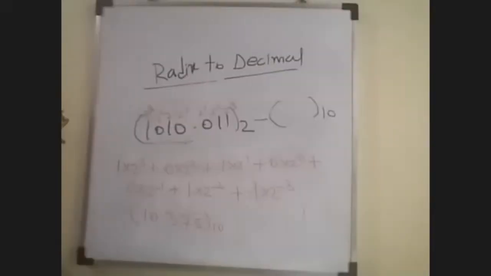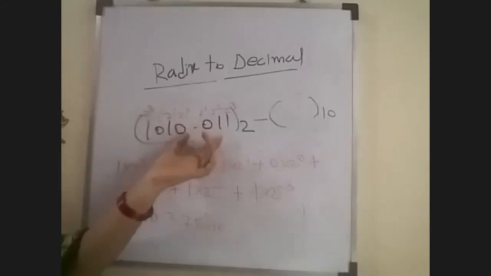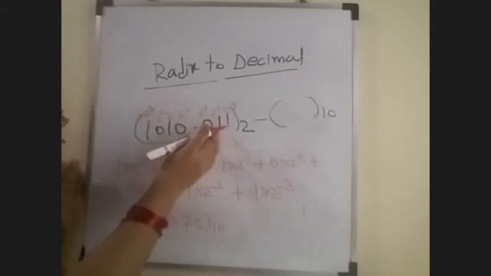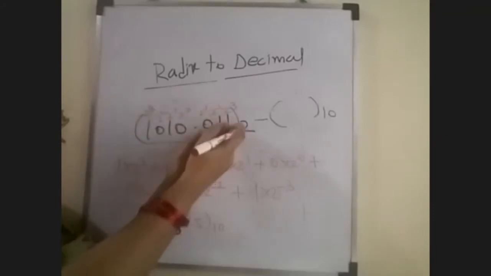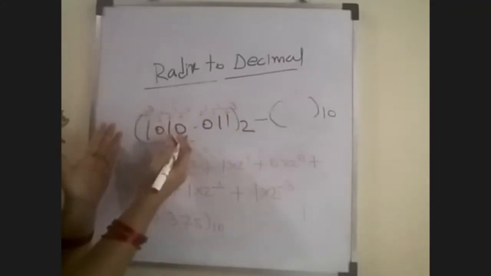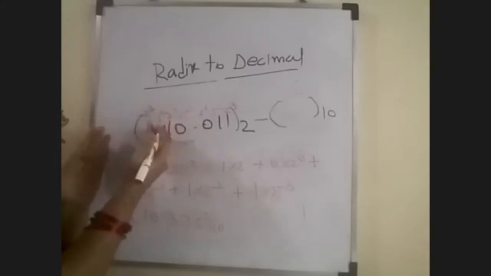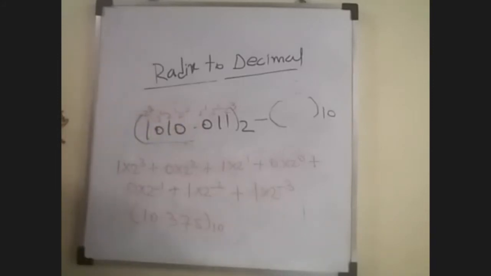So this way, we can calculate the fractional part from any radix to decimal. In this example, for the fractional part only, from left to right we take 2 power minus 1, 2 power minus 2, 2 power minus 3, whereas for the integer part we take from right to left 2 power 0, 2 power 1, 2 power 2, 2 power 3. Is it clear enough?